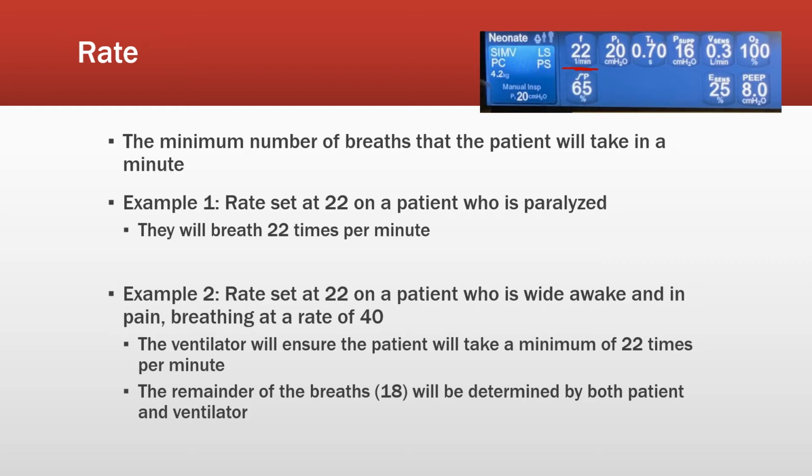The second example that we look at, though, will be a patient that has this rate set to 22 breaths per minute, but they're wide awake and they're breathing above that rate. Let's say they're breathing at a rate of 40. Well, the ventilator will ensure that the patient takes a minimum of 22 breaths in that minute. So that bare minimum will be met. But the breaths that are above and beyond that, which would be the 18 breaths, will be determined by both patient and ventilator.